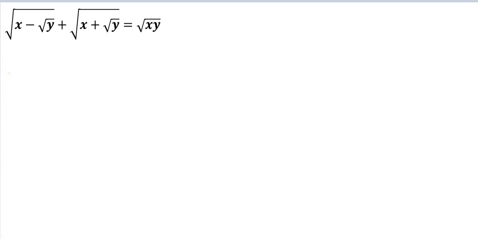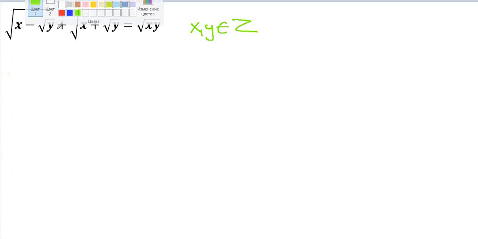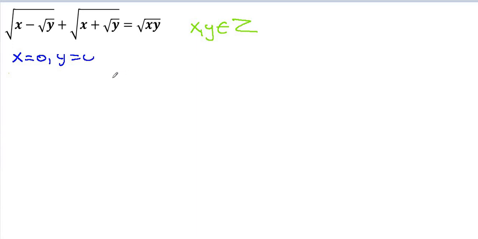Hello everyone, in this video we are going to solve the following radical equation and find all integer solutions of x and y. So here x and y are integers. Let's start. Here we can see that we can immediately find the first set of solutions: x is equal to 0 and y is equal to 0. So this is the first set of solutions.